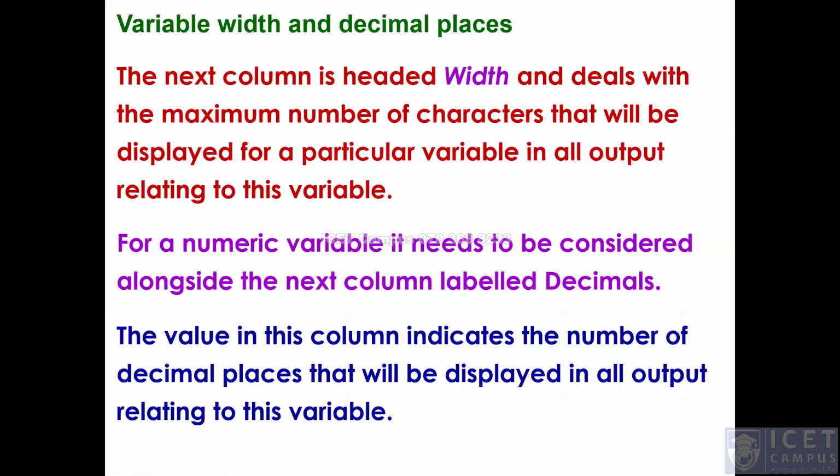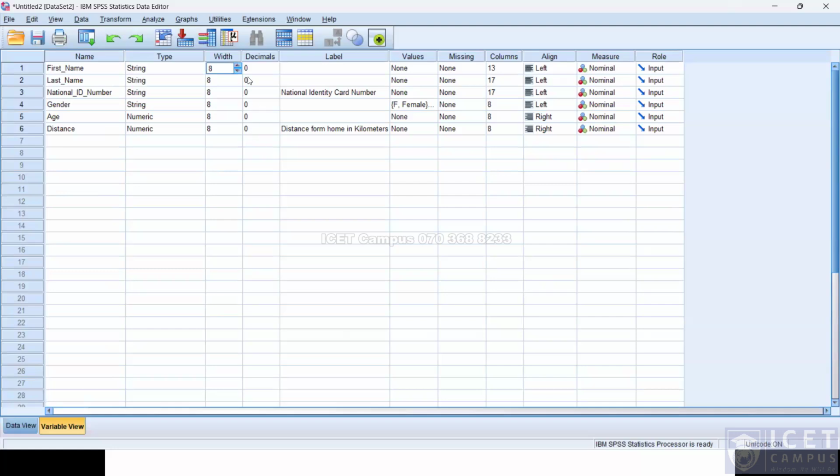For the numeric variable, it needs to be considered alongside the next column, labeled decimals. The values in the column indicate the number of decimal places that will be displayed in the output related to the variable. So next, here you can see decimal points. It's the number of decimal points, how many decimal points should appear. Then the label. Next one, label.